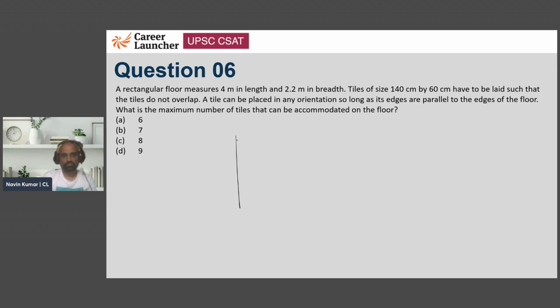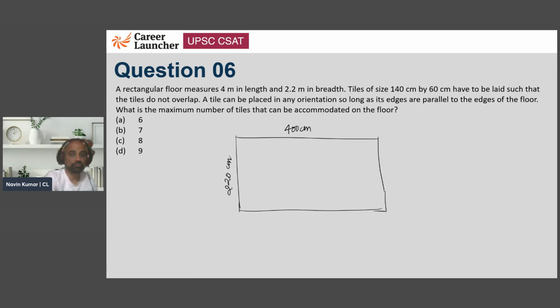So we have this floor whose length, let's write that in centimeters. So this is 400 centimeter and this one is 220 centimeter. Now we have to place tiles here, the tile size being 140 and 60. So our target is to make 220 by adding any number of combinations of 140 and 60.